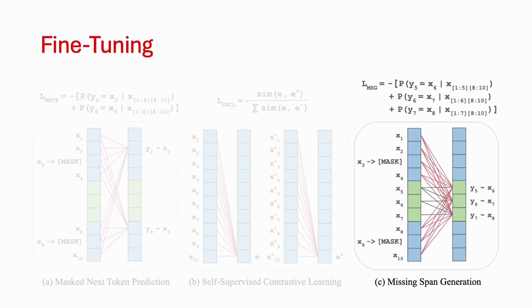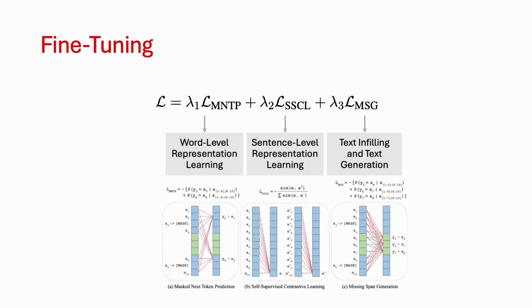Specifically, the model generates each span token, shown in green, by attending to the context tokens in blue and previously generated span tokens. This task enables the model to perform text infilling and helps it preserve its autoregressive text generation capability, which deteriorates if we fine-tune only using bidirectional attention. We simultaneously fine-tune the model on all three training objectives, thereby adapting a generative LLM for word-level representation learning, sentence-level representation learning, and text infilling.